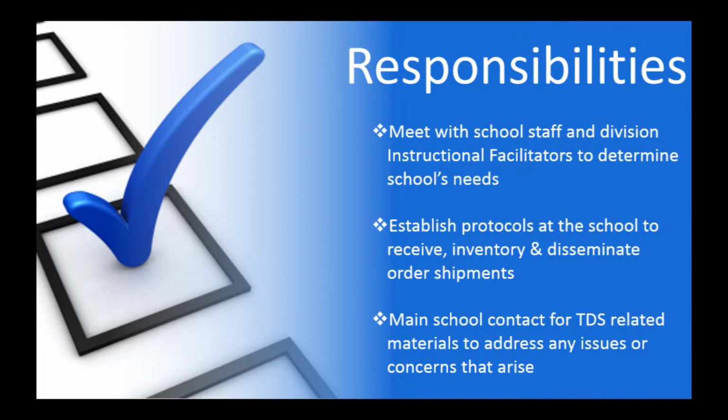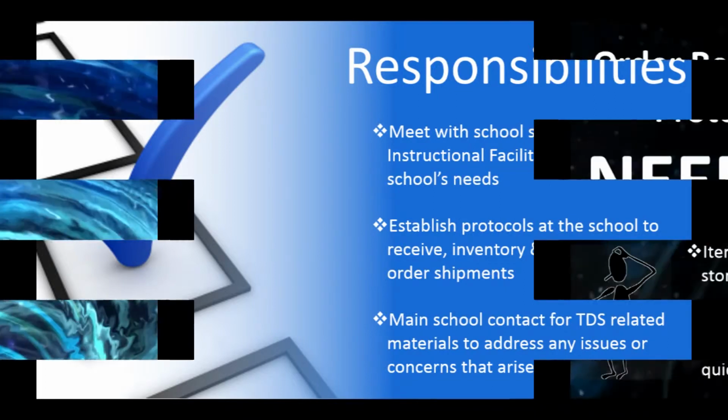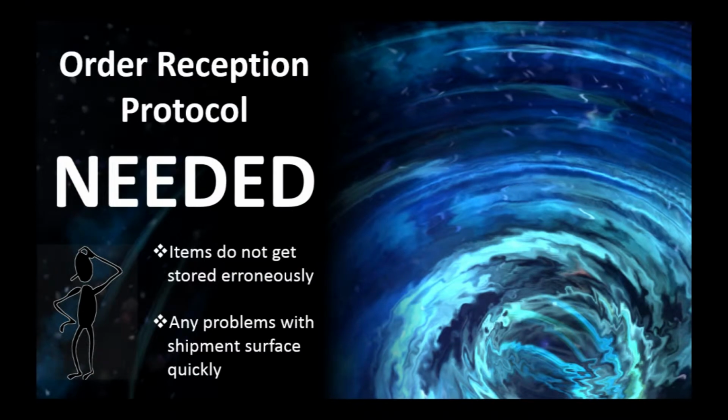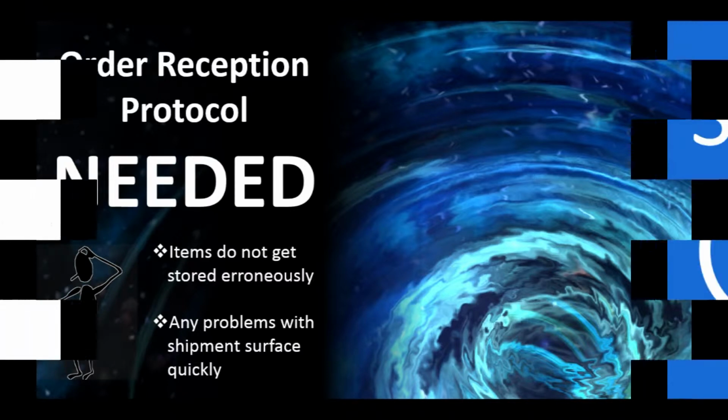It is also extremely important that this person develops a protocol for receiving the materials and inventorying them, particularly if it is not guaranteed that they will be in the building when the materials arrive. It is important to note that sometimes large orders come on pallets, so an effective protocol is necessary to make sure everything is received, stored, and/or disseminated properly. Without a protocol, materials can disappear easily in busy schools.